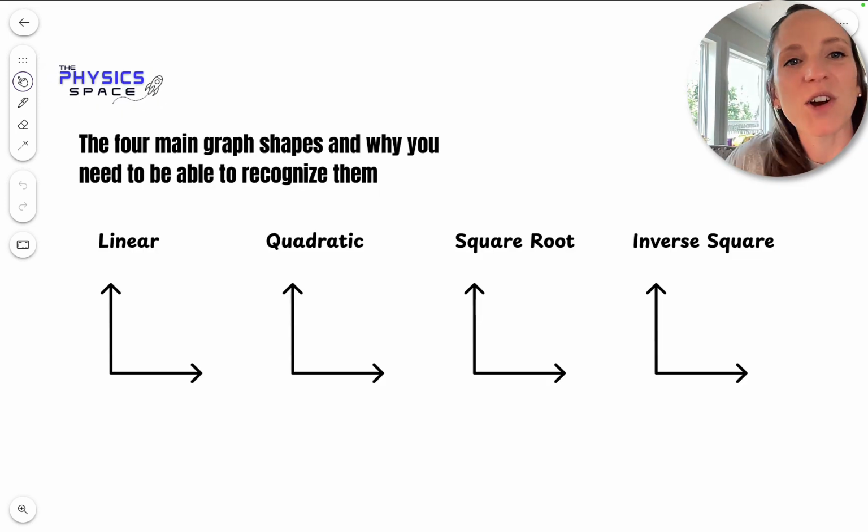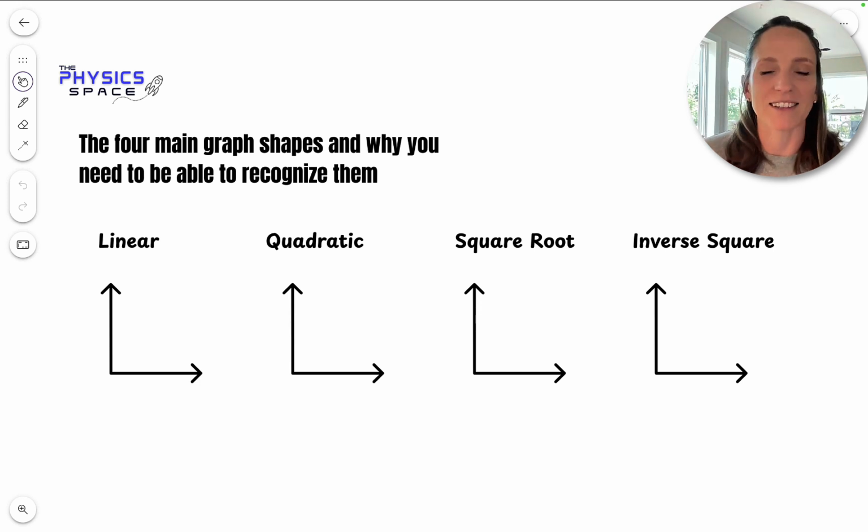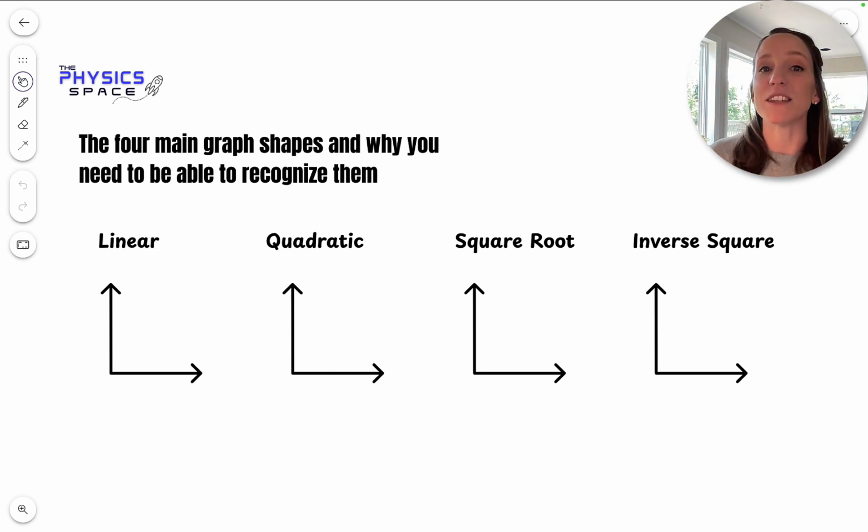The first thing that I want to talk about is the four main graph shapes that you need to be able to recognize. And these are all important to know. These are the most common ones that you're going to see, whether you are looking at a graph that's been given to you, or if you have to plot the points and make the graph yourself, it's going to be one of these types of graphs. So know the graph shapes.